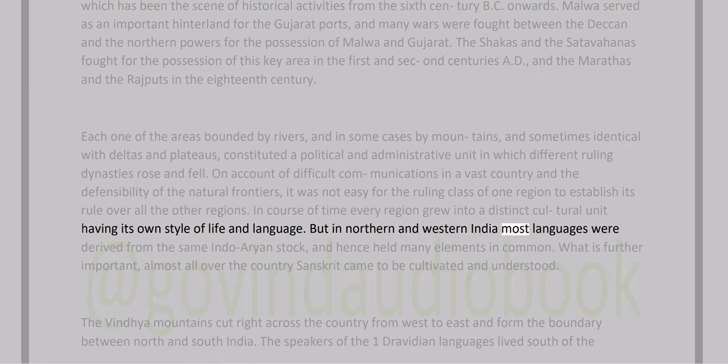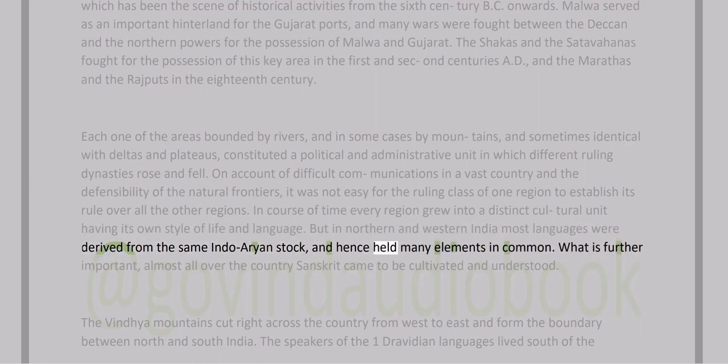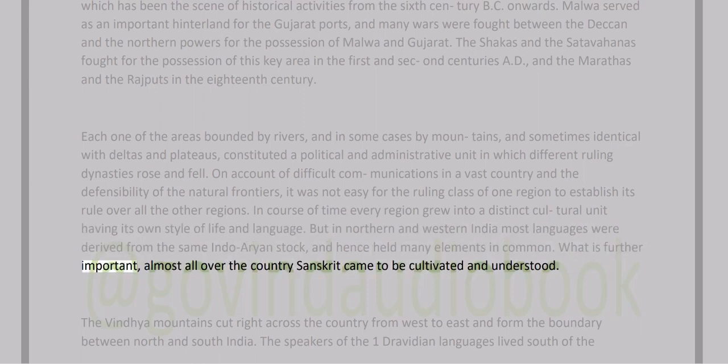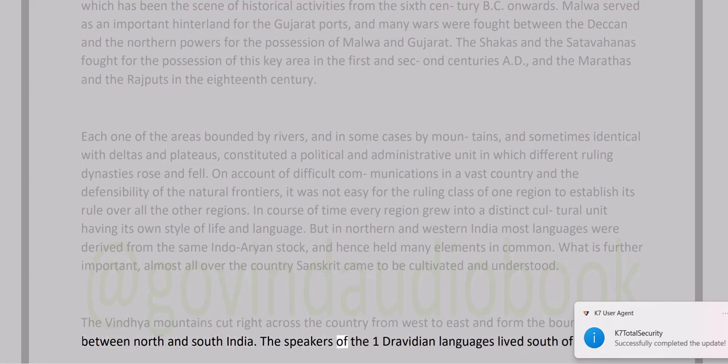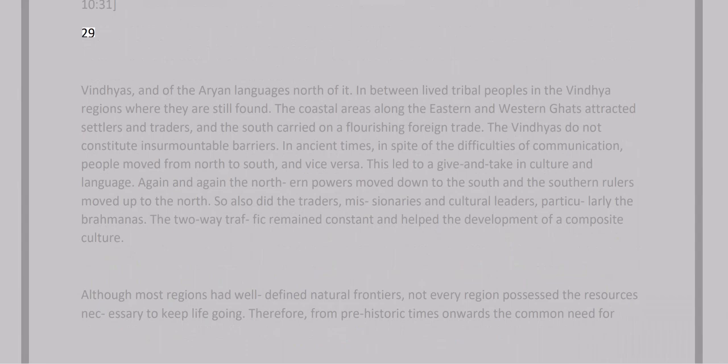But in northern and western India most languages were derived from the same Indo-Aryan stock, and hence held many elements in common. What is further important, almost all over the country Sanskrit came to be cultivated and understood. The Vindhya mountains cut right across the country from west to east and form the boundary between North and South India. The speakers of the Dravidian languages lived south of the Vindhyas, and of the Aryan languages north of it. In between lived tribal peoples in the Vindhya regions, where they are still found.